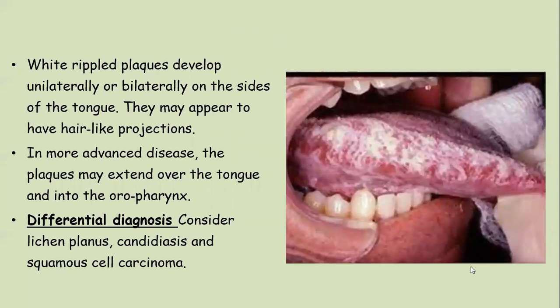So clinically, it will give the appearance of a white rippled plaque developing unilaterally or bilaterally on the side of the tongue that may appear to have hair-like projections. In more advanced disease, the plaques may extend over the tongue and into the oropharynx. The differential diagnoses to be considered here are lichen planus, candidiasis, and squamous cell carcinoma.